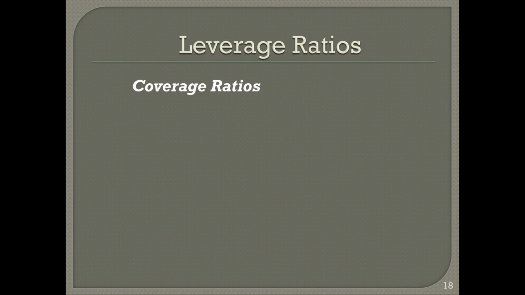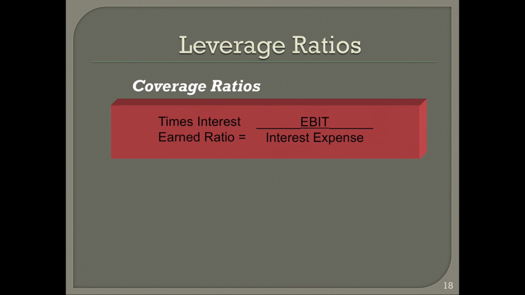The second subset of leverage ratios deal with coverage ratios. So coverage ratios deal with the company's ability to meet their obligations, so being able to pay that interest expense. And the first one is the times interest earned ratio, or sometimes just the TIE ratio. And it is your EBIT divided by your interest expense. EBIT is your operating income, so sales minus costs minus depreciation. And so that is the company's ability to actually repay their interest payments from their operating income.